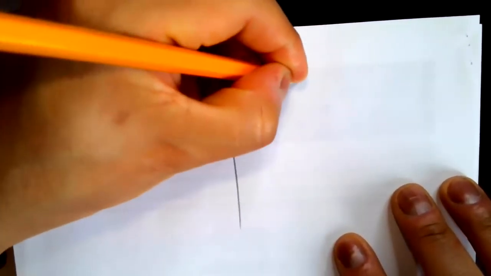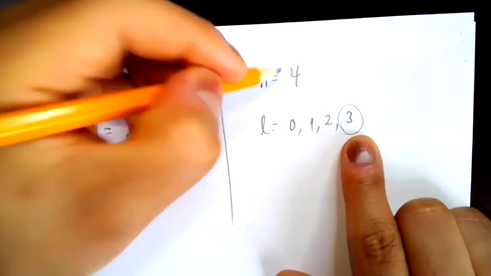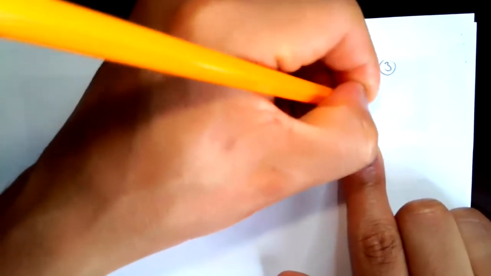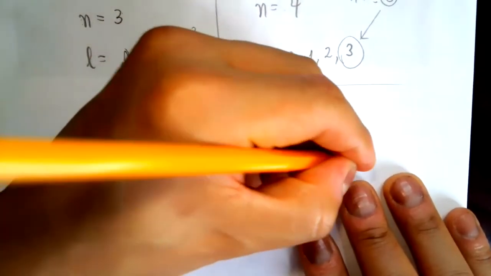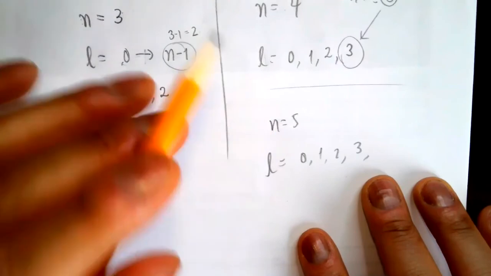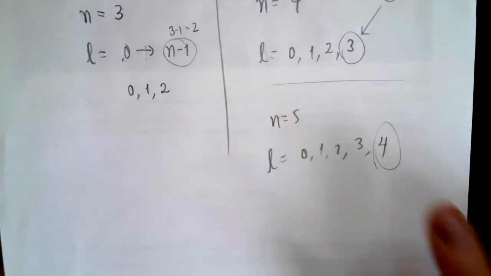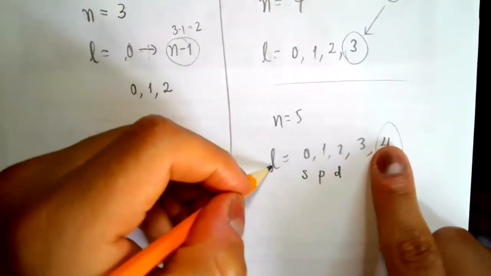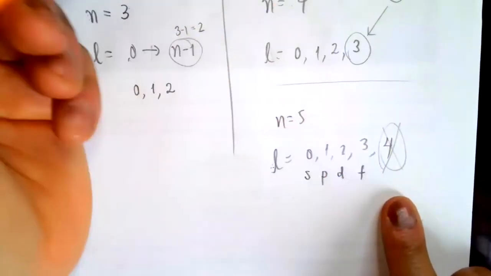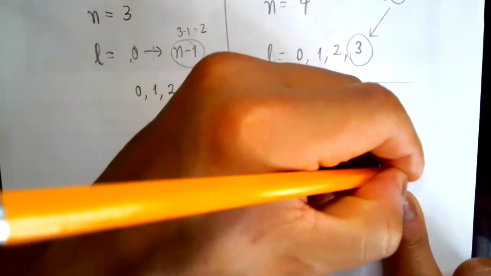What if I have an energy level equal to 4? That means I can have L equal to 0, 1, 2, and 3, because my maximum is N minus 1, which in this case is 3. That doesn't apply for N equal to 5, because then you would have 0, 1, 2, 3, and 4. There is no L4, because we know that L0 is S, L1 is P, L2 is D, and L3 is F. Theoretically, because the paper can tolerate anything, there is S, P, D, F, G, H, but these other ones don't exist.